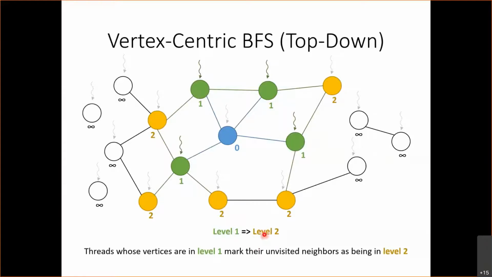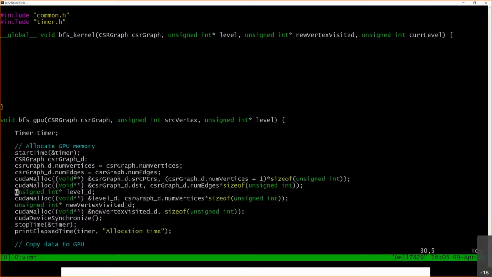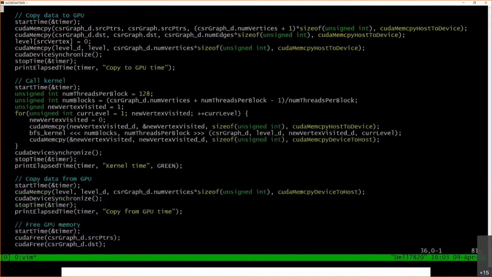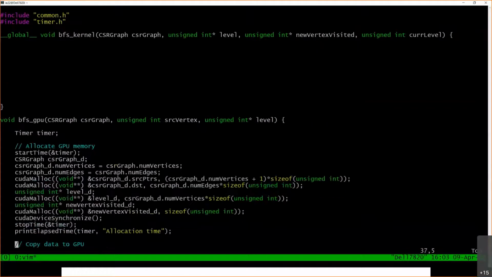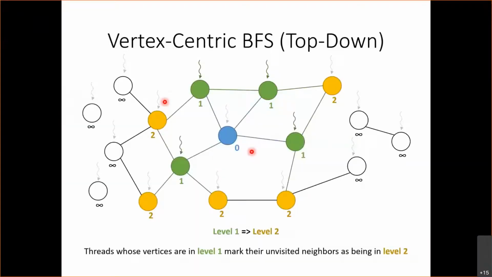Okay, so let's start by implementing this. What we said is, in the vertex-centric approach, we're going to assign a thread to each vertex. So down here, when I called this kernel, I used the number of vertices to determine how many blocks I'm going to launch, so I have enough threads to process each vertex. So my first step is for the thread to figure out which vertex it's responsible for.